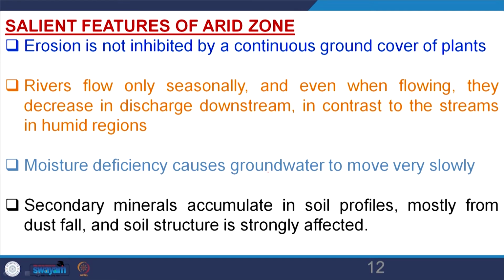Now, salient features of the arid zone. First, erosion is not inhibited by a continuous ground cover of plants. So, that means erosion is a dominant phenomenon. Why? Because of the lack of vegetative cover. In an arid region there is a lack of vegetation, total barren land. That is why wind gets an opportunity to remove material from one place to another easily. So, due to lack of vegetation, which is a characteristic feature of arid regions, wind action is a dominant process.